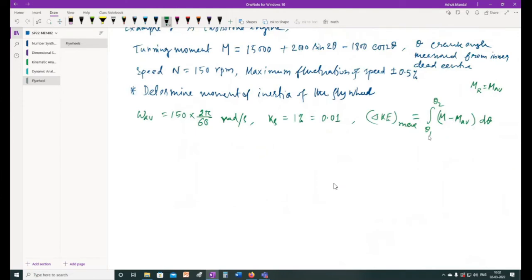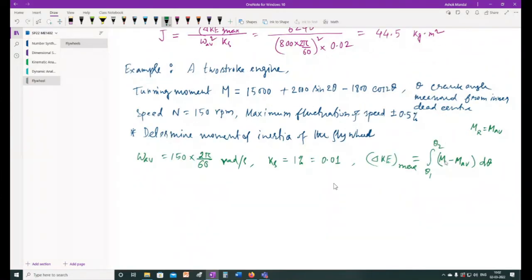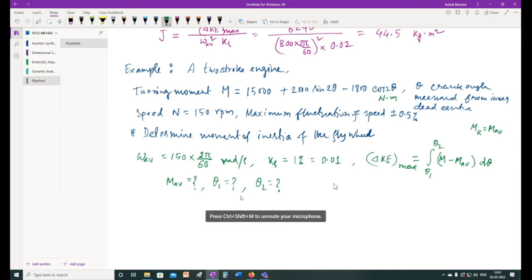All right, so here you see, we know M is given, and the unit is also given: Newton meter. We need to find out what is M average, and the value of theta 1 and the value of theta 2. So ultimately our problem is now to find out M average, theta 1, and theta 2. So how to find out these quantities?